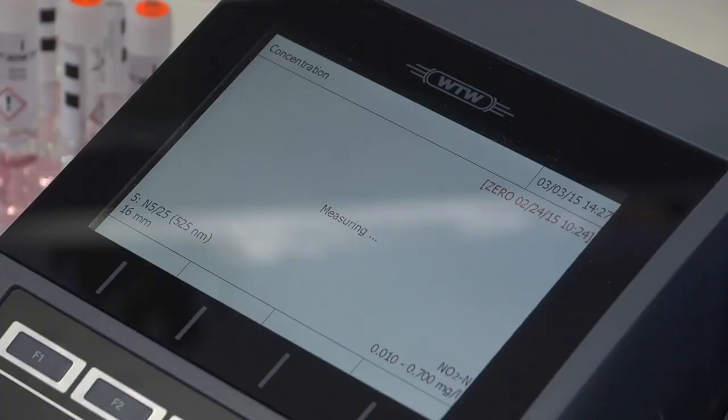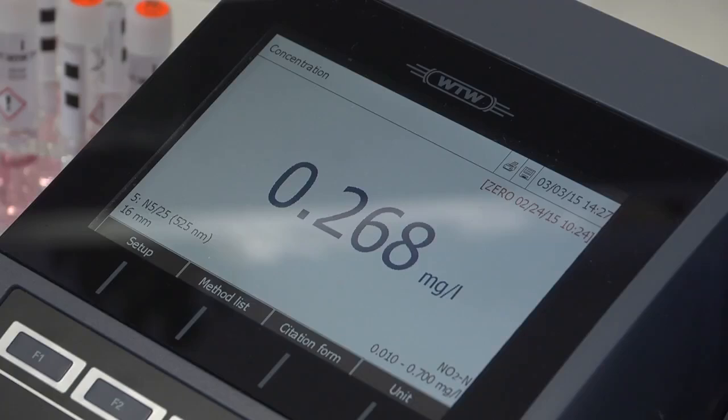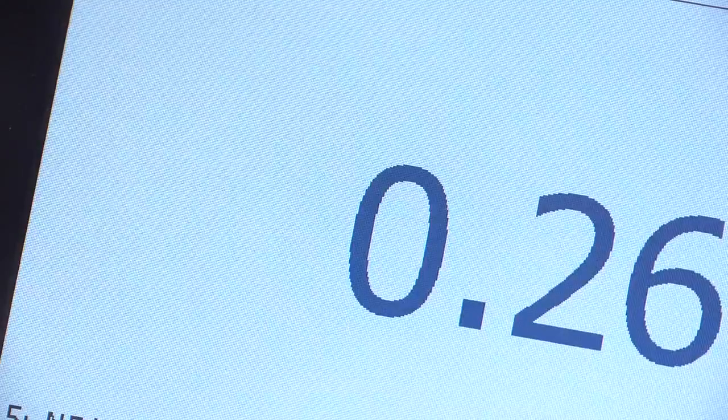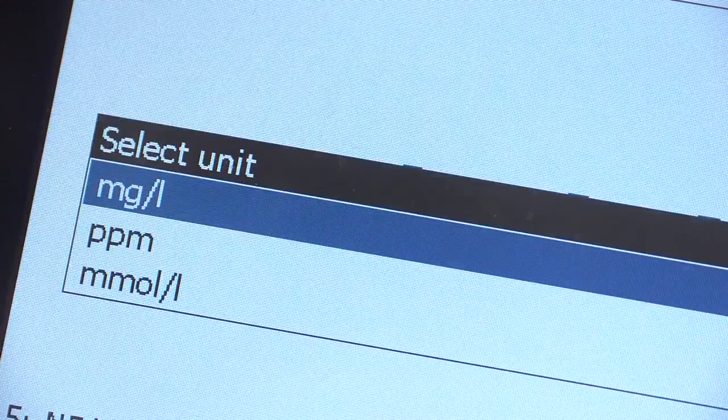Using a modern cell test, I would now like to show how method data is stored in the programs of the device. Once the reading is completed, the screen shows the result, the wavelength being used, and the appropriate test. Here we can see the measuring range and citation. The units can be switched between milligram per liter, parts per million, or millimole. All of this data is programmed and stored in the photometer.